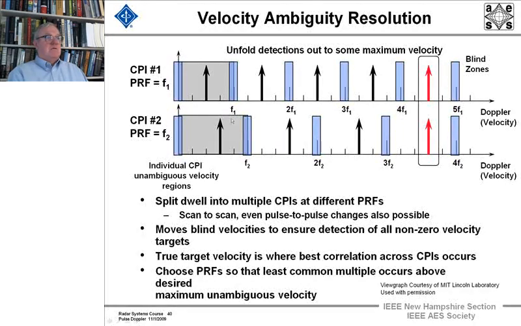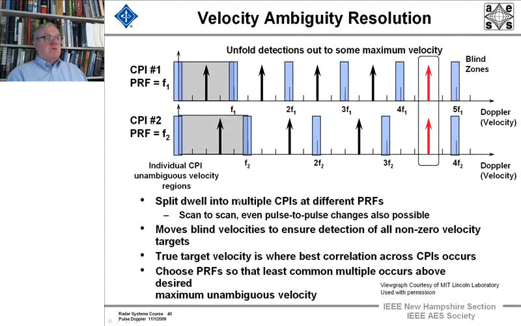You see there are 2 different pulse repetition frequencies. Only because this pulse repetition frequency is greater than this one, the true velocity of the target will fold down to a different place in the ambiguous velocity region. Okay, and it's going to fold into a different filter at PRF2 than at PRF1.